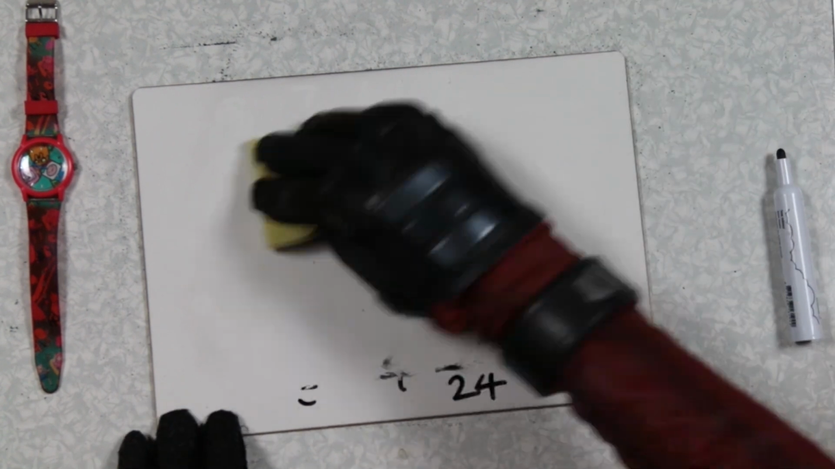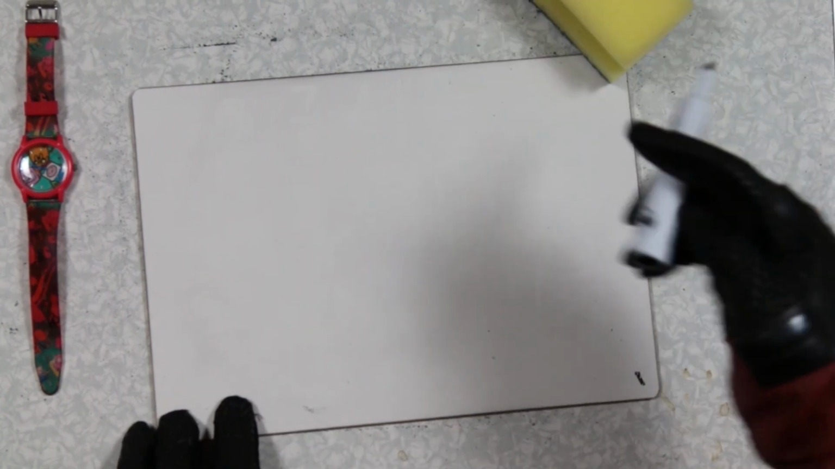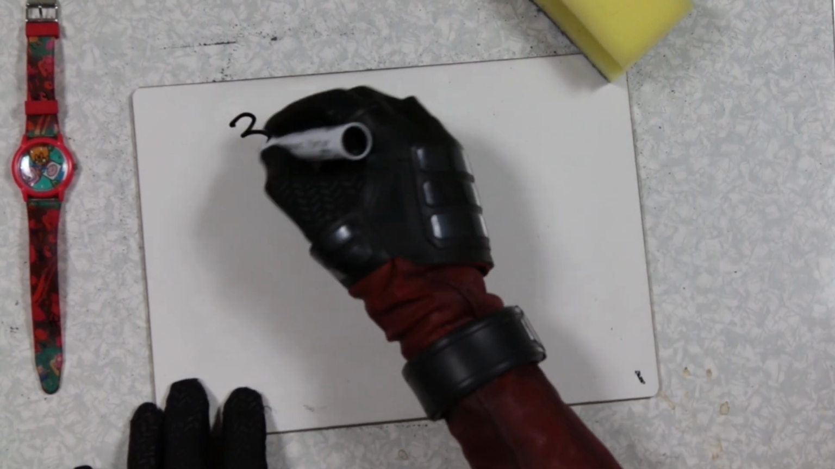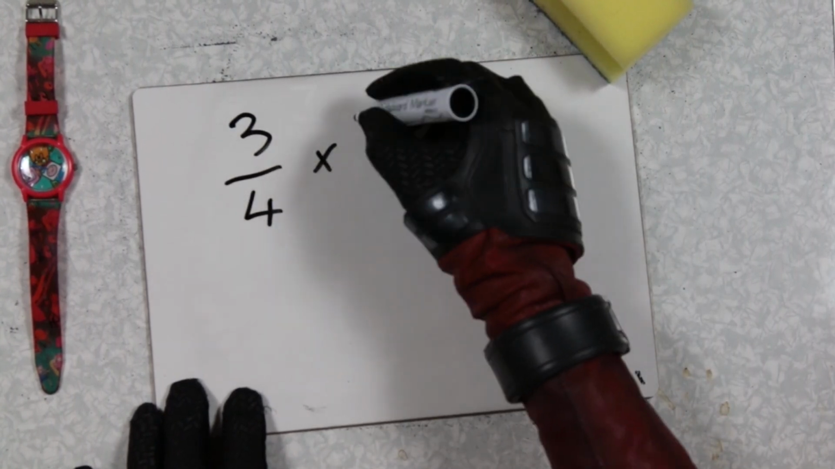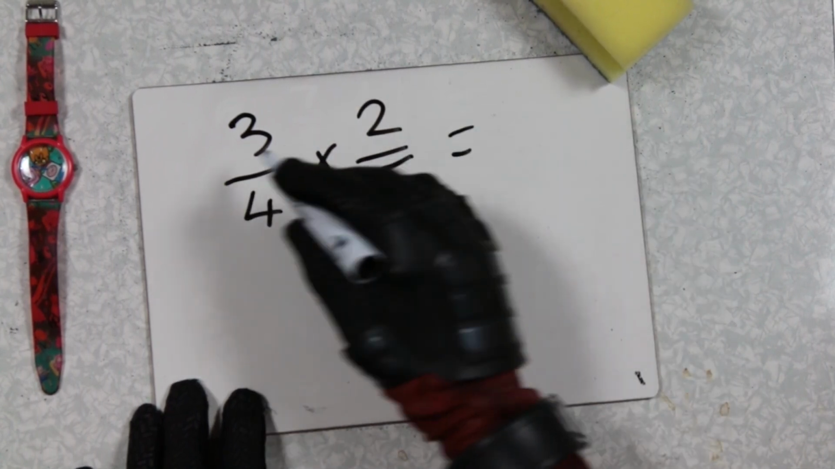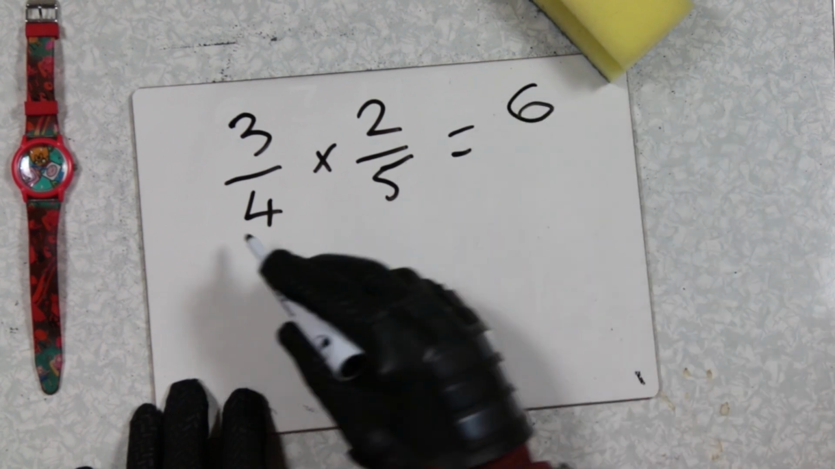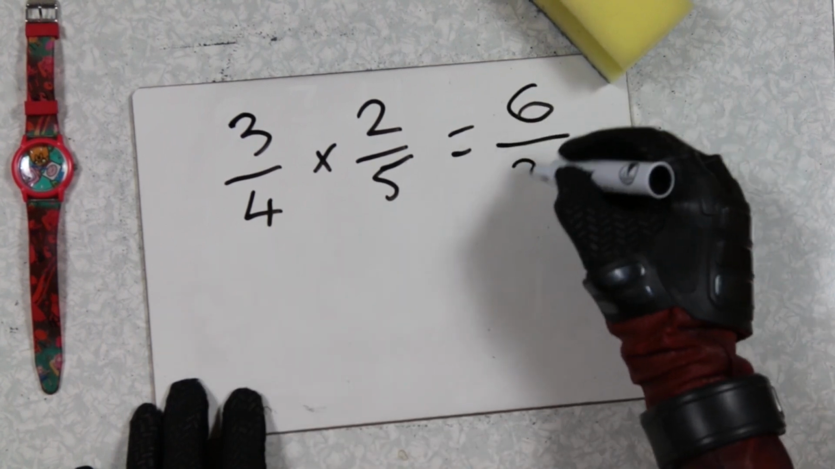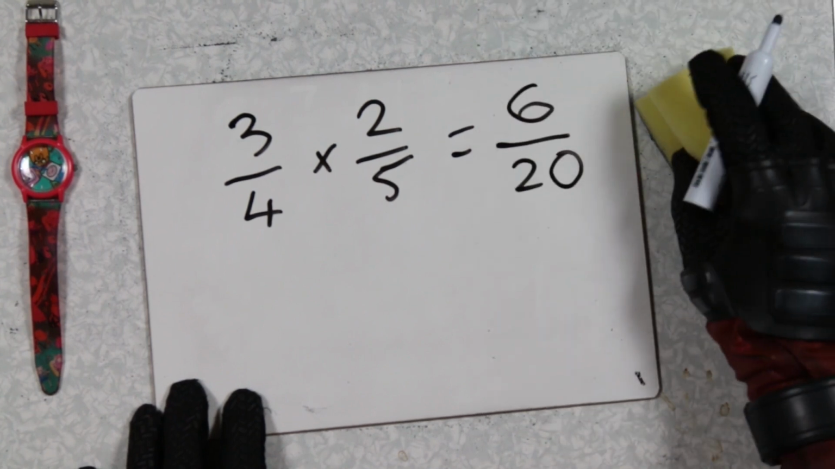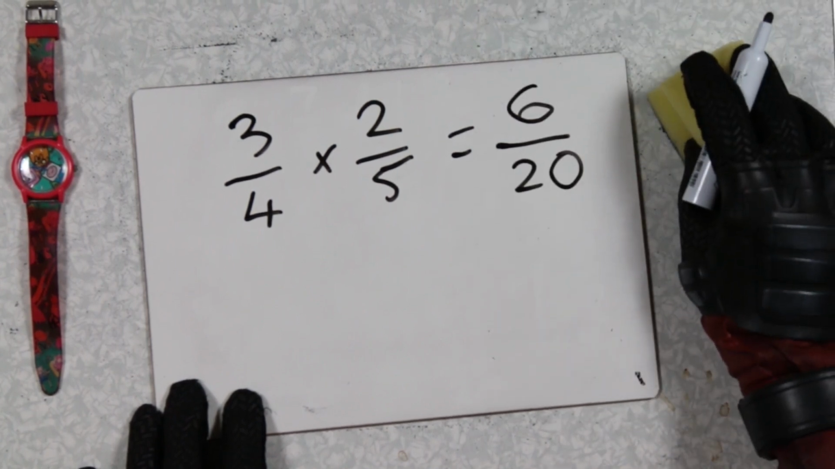Lastly, let's look at multiplication and division. To multiply fractions, it's quite easy. Let's say we have 3/4 times 2/5. All we do here is we multiply the numerators together and we multiply the denominators together. That's it. Multiplying fractions is pretty easy as long as you know your times tables.